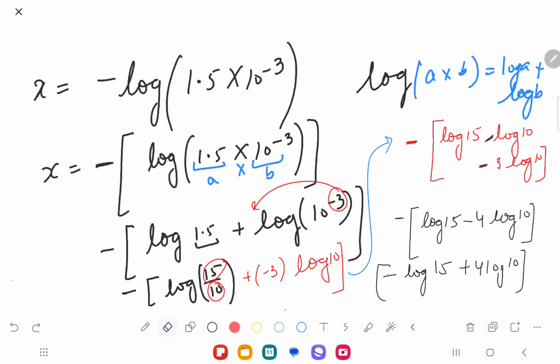So what is 4 times log 10? You tell me. What is 4 times log 10? Log 10 is 1. So we are just left with 4. So it becomes 4 minus log 15. Now let's move forward with this. So 4 minus log 15.